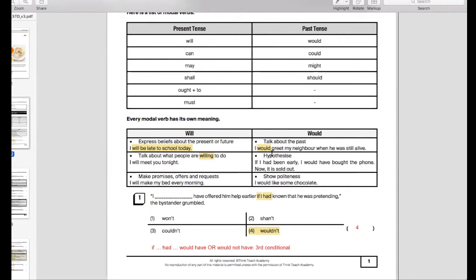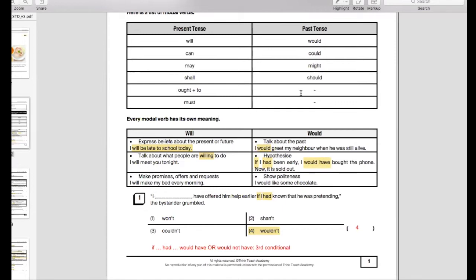Would is used when you are using your third conditional, so hypothesizing. Hypothetical means an example kind of situation. So you should know that in your third conditionals, when you see if, when you see had, it will always be followed with would have or would not have. I put it here already, so you should know this. Will is also used when you are making a promise, something that you are going to do. So these three, you will realize that it's very similar.